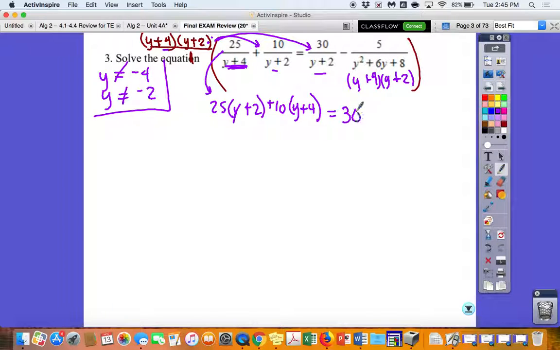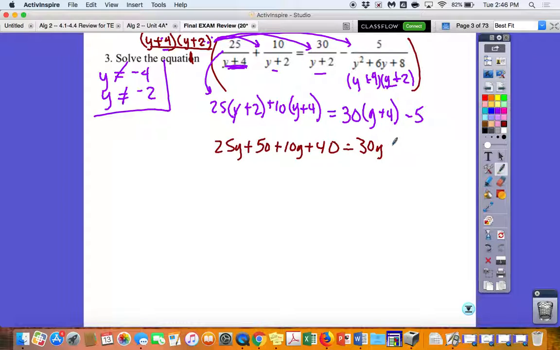So I've got the 30 from the top of that fraction. Well, it has a y plus 2 in the bottom, so the y plus 2's cancel, and you're left with, again, the other one, y plus 4. Bring down your minus, and it's -5. But when you get to the last one, it has both, so it cancels both. So the only thing that you're getting in that term is the -5. At that point, it's just a regular old equation, just like the other one. So we got 25y plus, what is that, 50 plus 10y plus 40 equals 30y plus 120 minus 5.